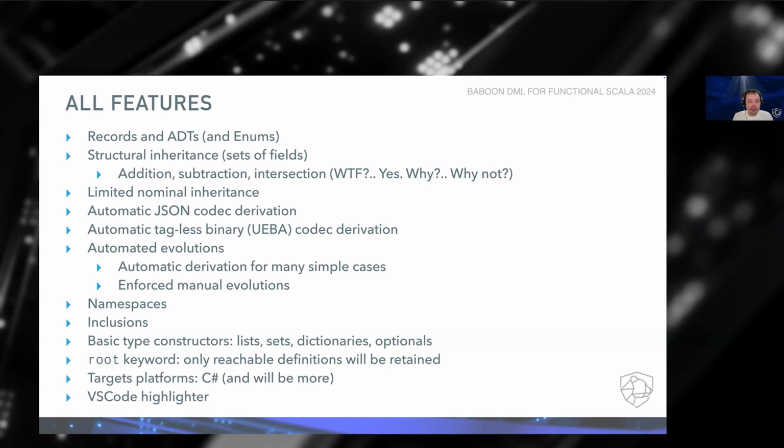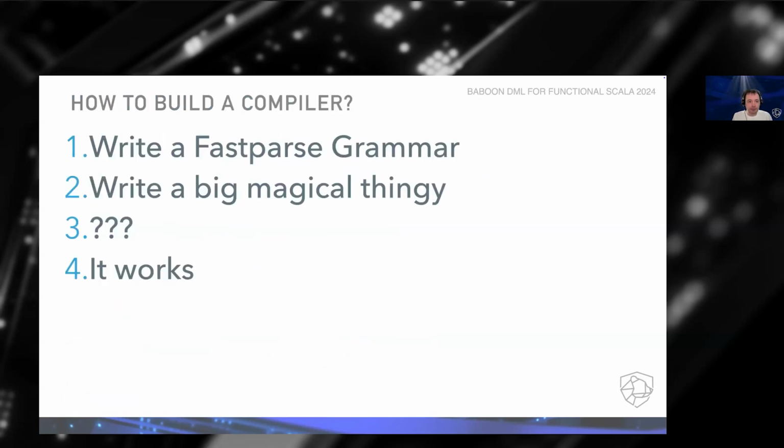Also, Baboon lets you mark your types with the root keyword and eliminates everything that's not reachable from the root. And it may show you which type definitions were eliminated. That's a nice way to keep your code cleaner. Currently, Baboon targets only one platform, C#, but more platforms will be supported. And also, we have a nice syntax highlighter for Visual Studio Code. So, I promised you to show how we can use Scala to build real compilers.